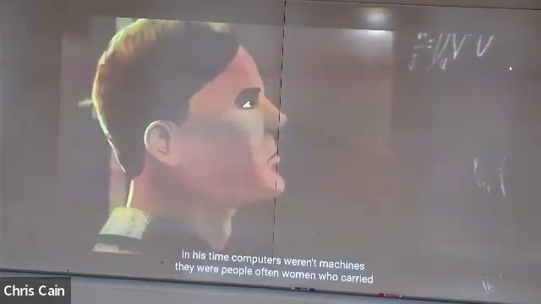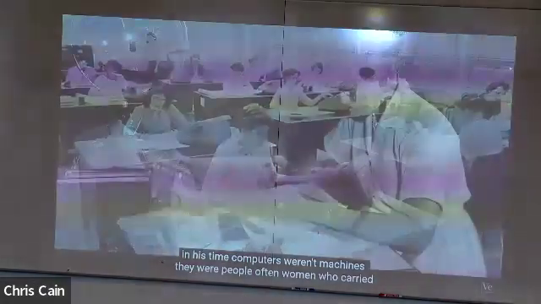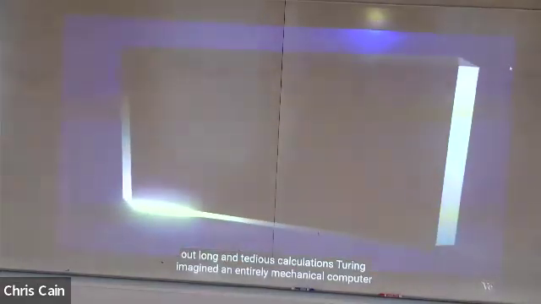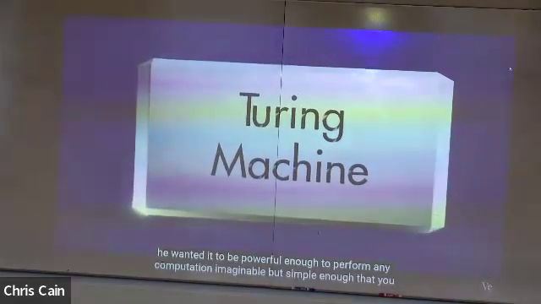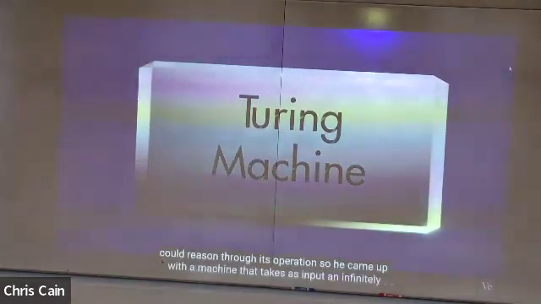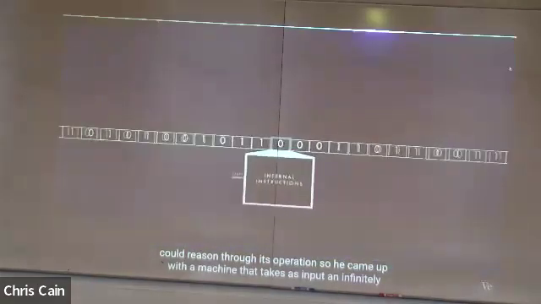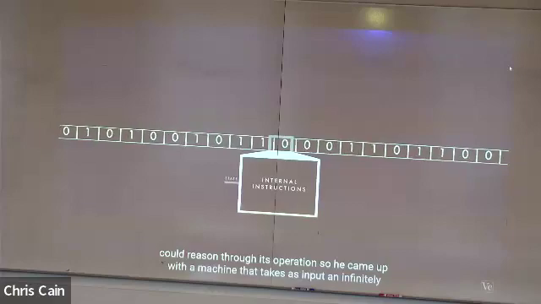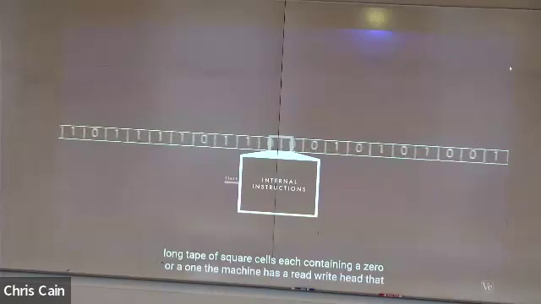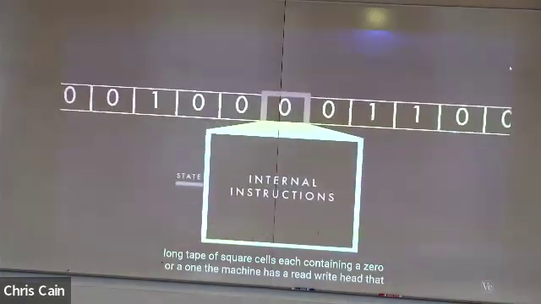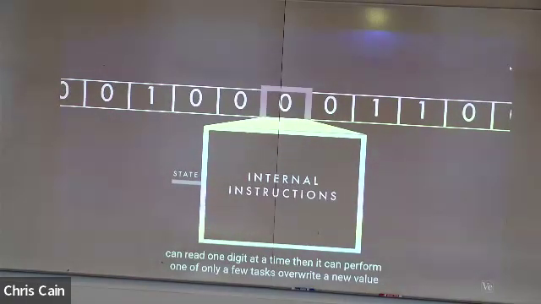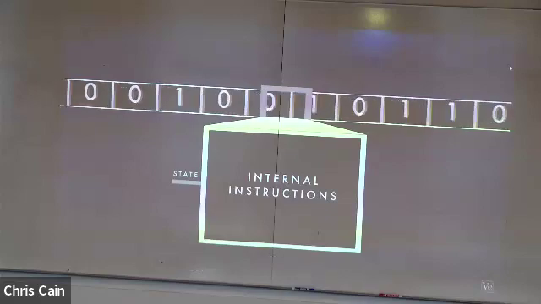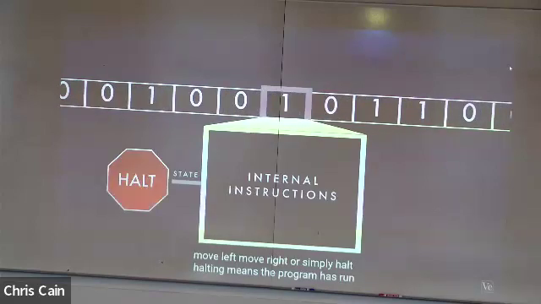In his time, computers weren't machines, they were people, often women who carried out long and tedious calculations. Turing imagined an entirely mechanical computer. He wanted it to be powerful enough to perform any computation imaginable, but simple enough that you could reason through its operation. So he came up with a machine that takes as input an infinitely long chain of square cells, each containing a 0 or a 1. The machine has a read-write head that can read one digit at a time, and then it can perform one of only a few tasks: overwrite a new value, move left, move right, or simply halt. Halting means the program has run to completion.